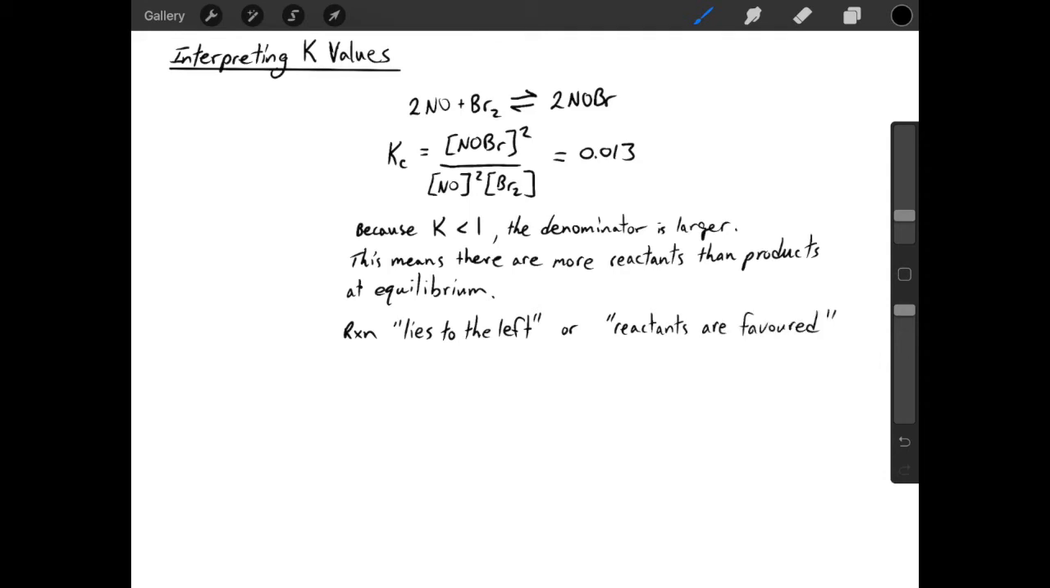And then the opposite is going to be true as well. Where Kc is larger than 1, at equilibrium, the product concentration is going to be greater than the reactant concentration, and the reaction will lie to the right, or products are favored.